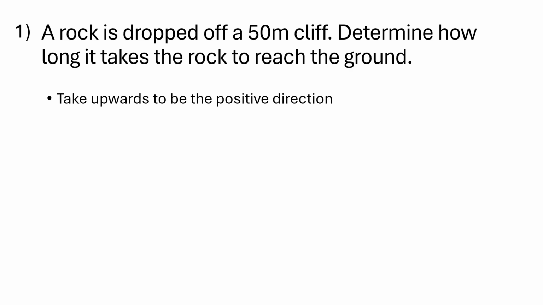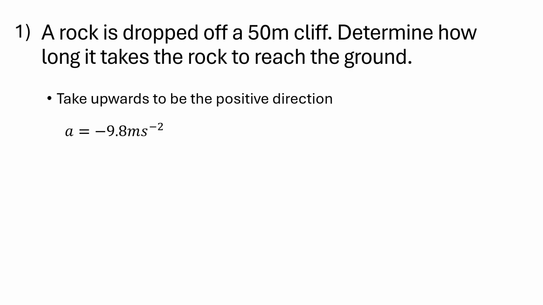Then what I want to do in this question is write down all of the information that the worded question gives us. I'm going to assume that the rock is being dropped on Earth, so it's going to have an acceleration of 9.8 meters per second squared downwards. As I have defined upwards to be the positive direction, our acceleration will be negative 9.8 meters per second squared.